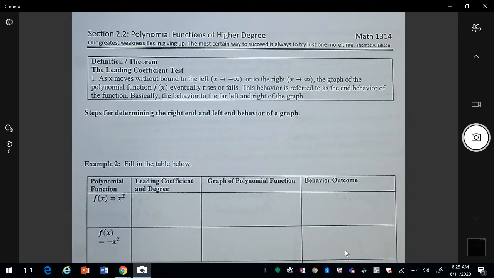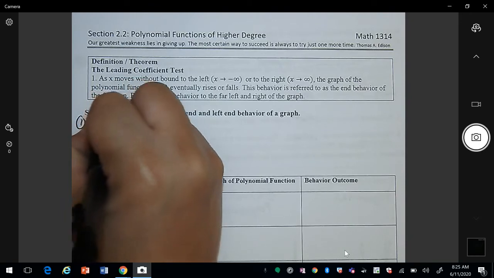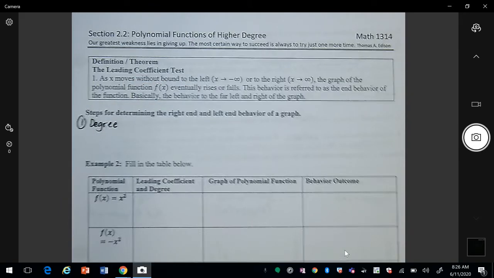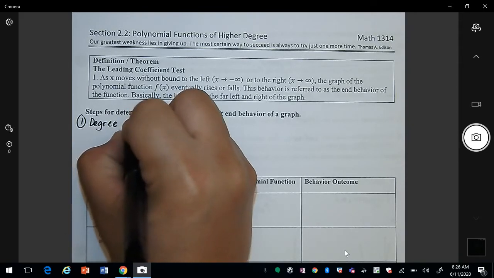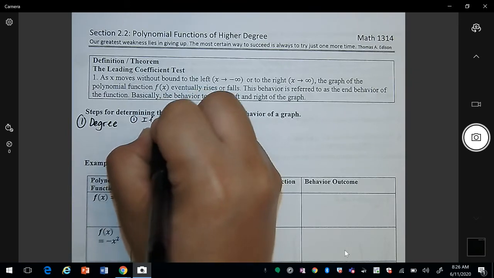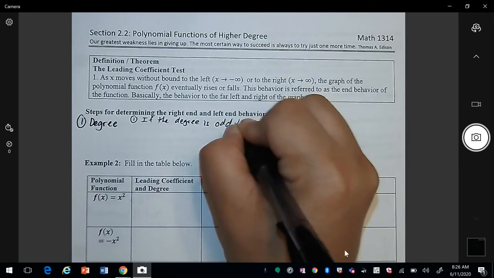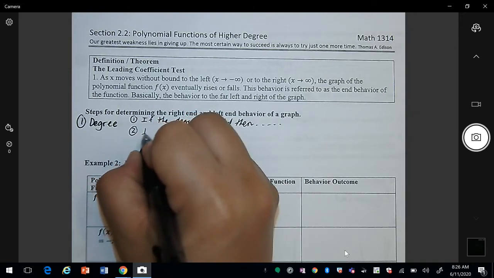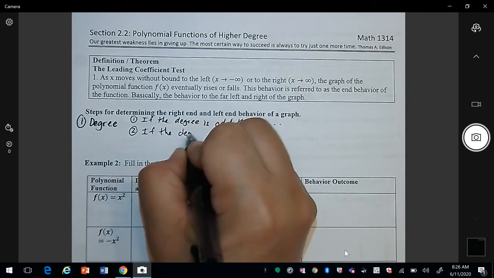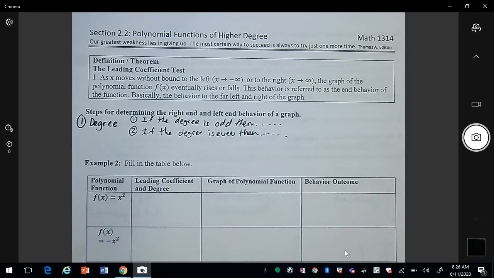So we have steps to determine the end behavior. So the first step is you want to find the degree of the polynomial. Then from this degree, we're going to have two options. Number one, if the degree is odd, then it will have a certain behavior. And number two, if the degree is even, then it's going to have a certain behavior.